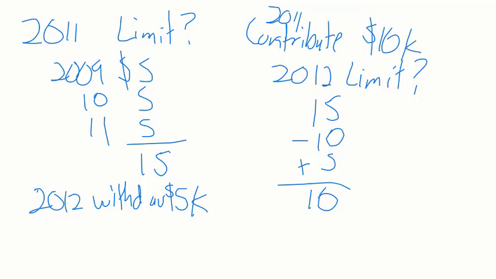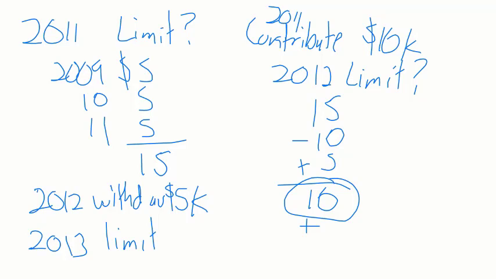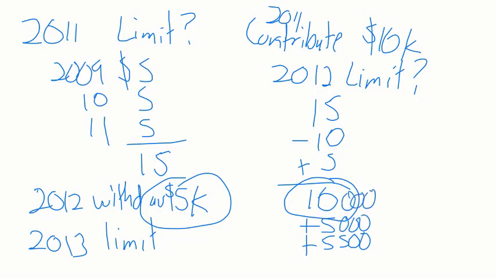Does that change my 2012 limit? No, I can still only put 10,000 in, but it adds back to my 2013 limit. So I start with the 10, I add in 5 because I did this withdrawal, and I add in another 5,500. Why 5,500? In the year 2013, the limit changed. So now my limit is $20,500 for 2013.